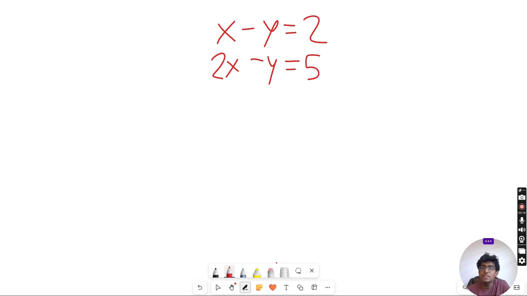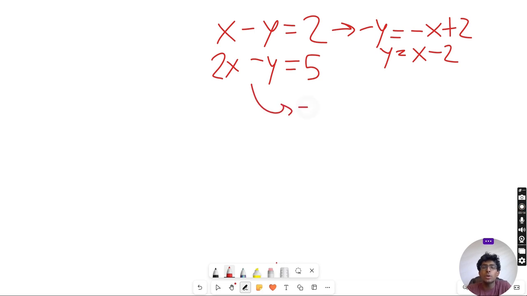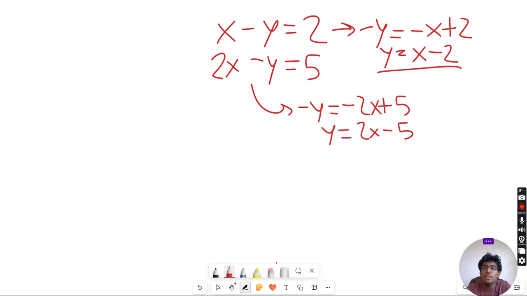Again, you can very easily do elimination and get the right answer, but we're going to do graphing for this question. So for graphing, we want to get into y equals mx plus b form, aka we want to get y by itself. So for this top equation, we're going to first subtract x from both sides to get minus y is minus x plus 2. And then we're going to divide by negative 1 to get y equals x minus 2. And then for this equation, we're going to once again move 2x over to the other side and then divide by negative 1 to get y equals 2x minus 5. So these are the two equations that we are going to be graphing.